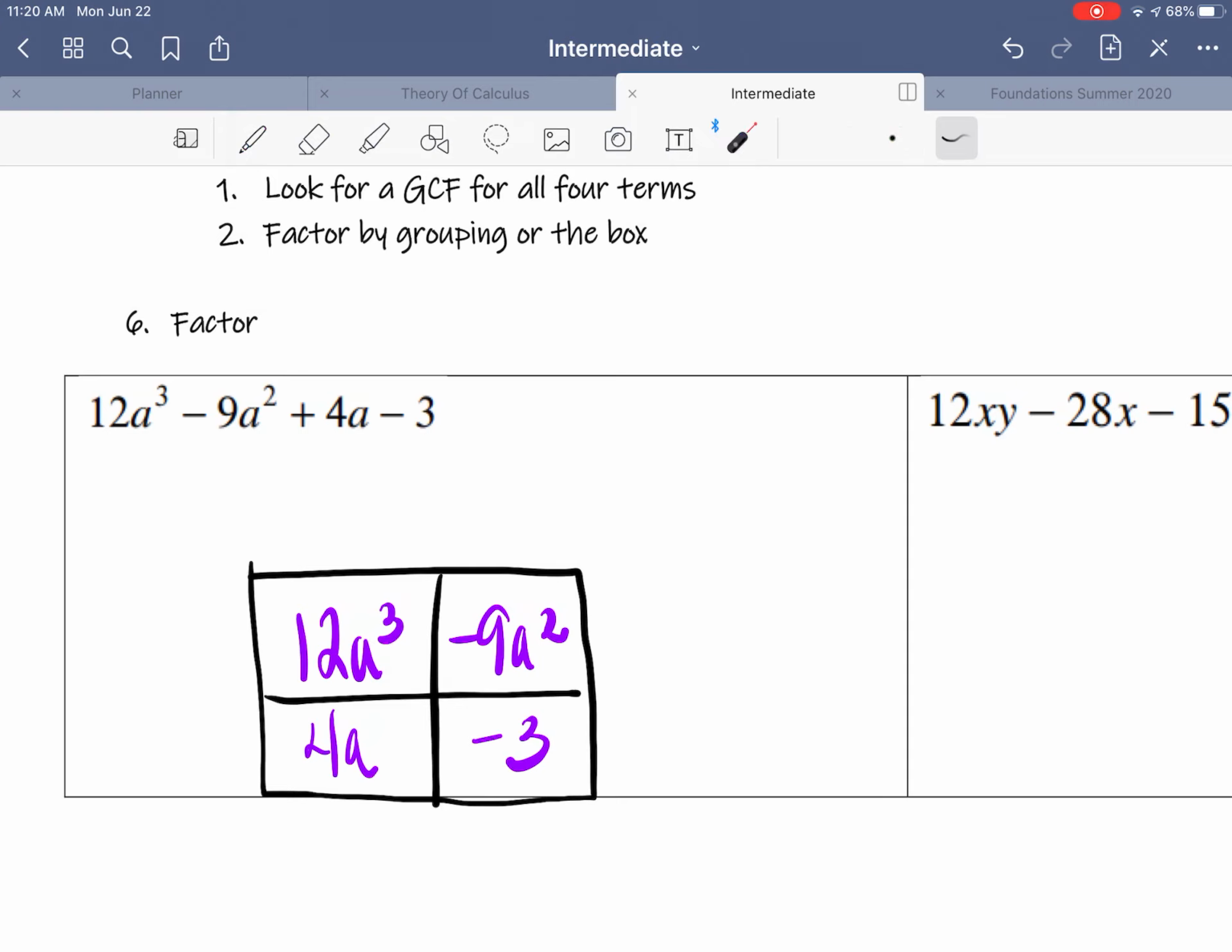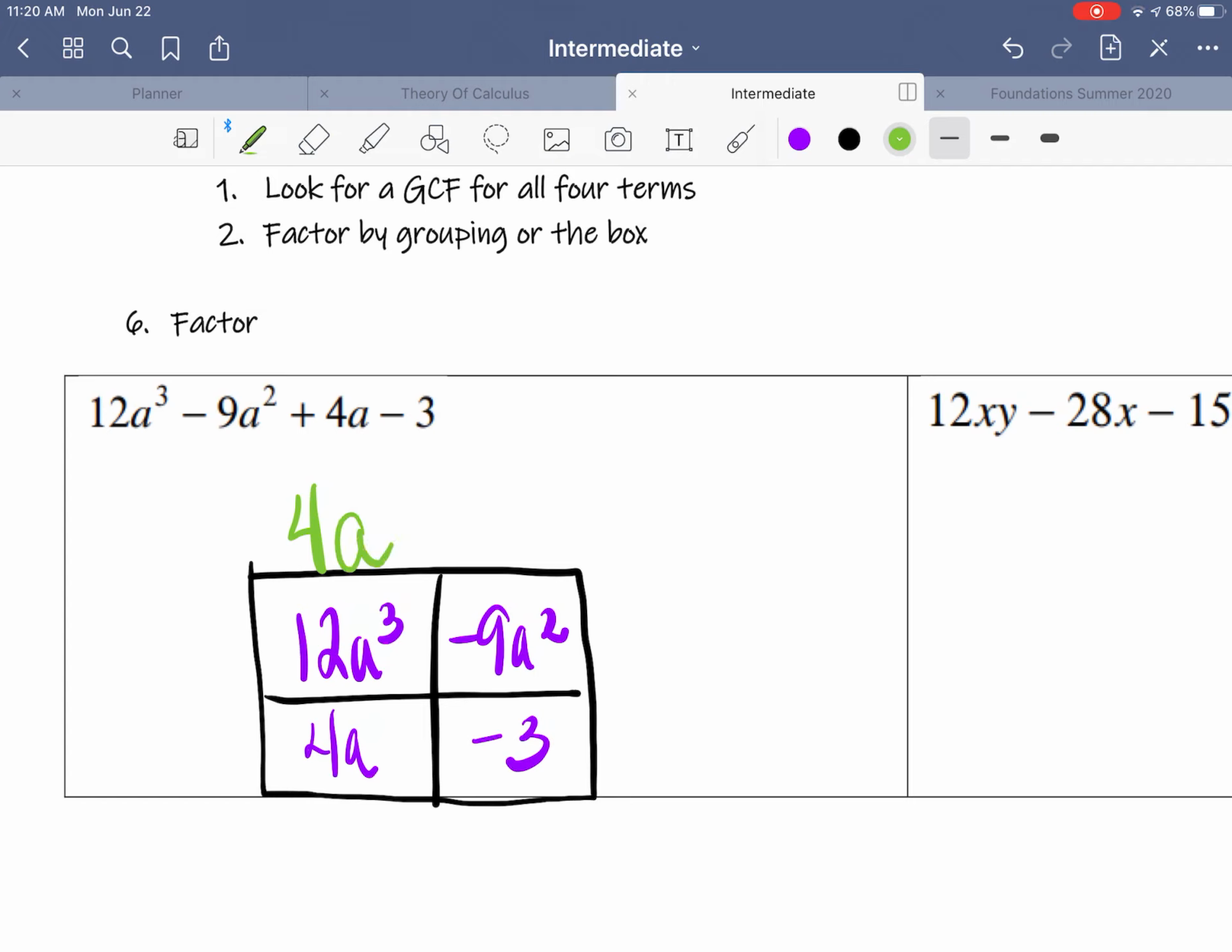And what this box does is it sets up groups. That's a group, that's a group, that's a group, that's a group. So we're still technically factoring by grouping. I've just put my groups in a box. And I'm going to focus on a group at a time. So let's look here. Are 12 and 4 both divisible by anything? They're both divisible by 4.